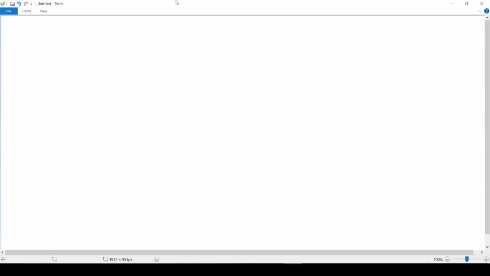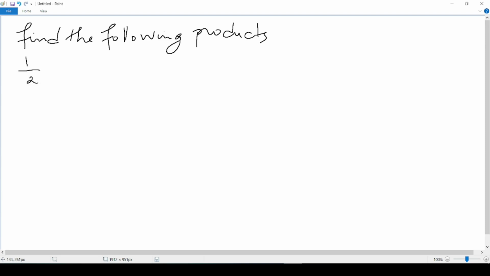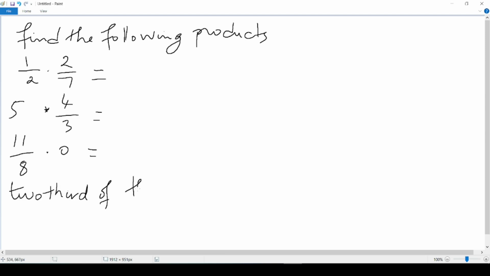Find the following products: 1/2 times 2/7, 5 times 4/3, 11 over 8 times 0, 2/3 of a third, and 2/3 squared. So take a minute to solve, and we will give the answers. So let's start giving the answers. But you can just try pausing the video, solving by yourself before listening or viewing the answers.